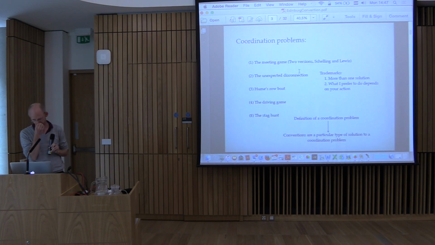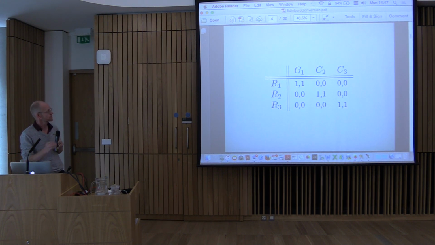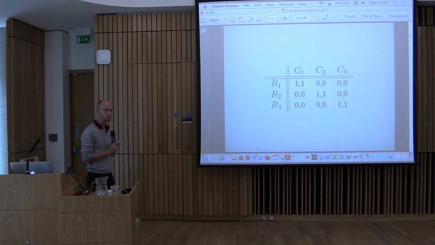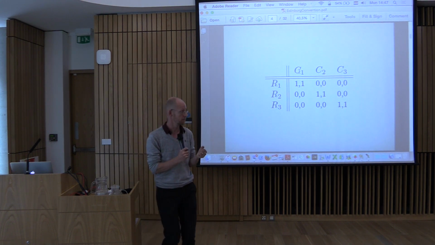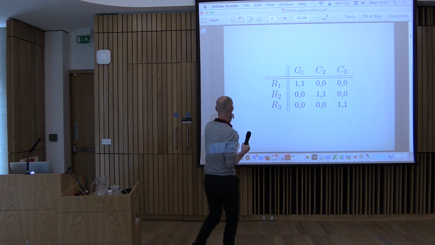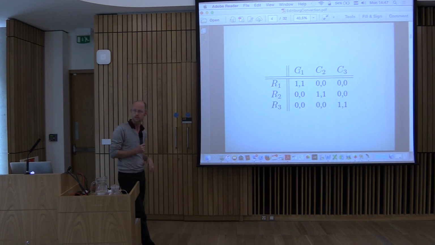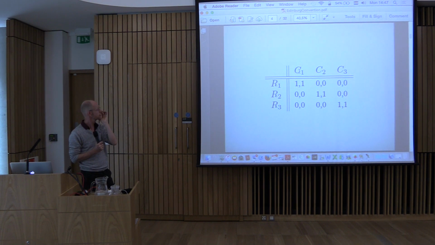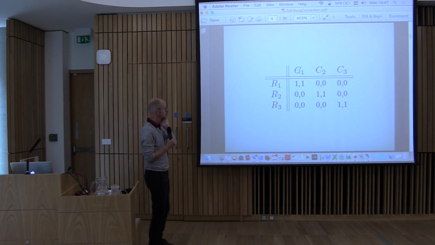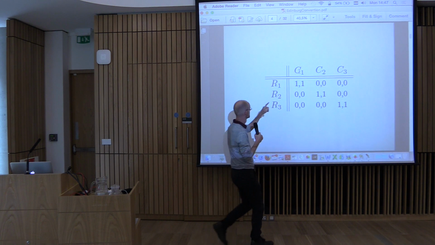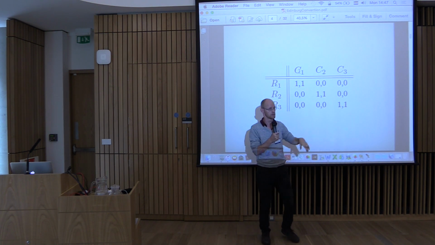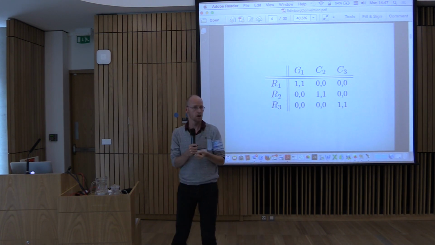Anyway, David Lewis's idea was to analyze conventions in terms of coordination problems. And you have many coordination problems, he says. So here, for instance, is one coordination problem represented in terms of a strategic game. We have two players, row and column, and they both have three actions to choose between: playing one, two, or three. And now these are the utilities. And of course, this is the coordination problem.